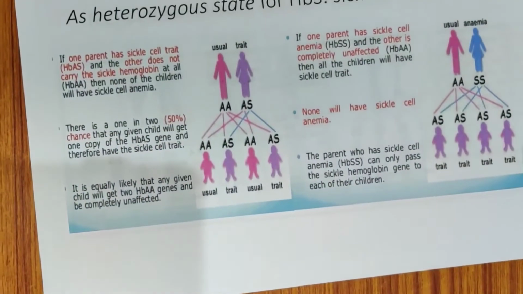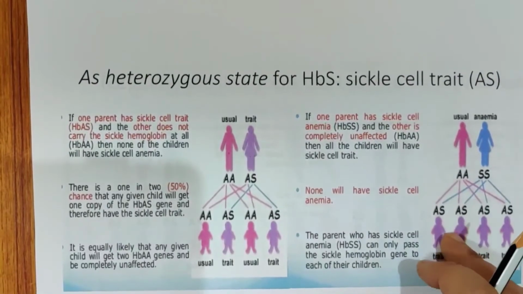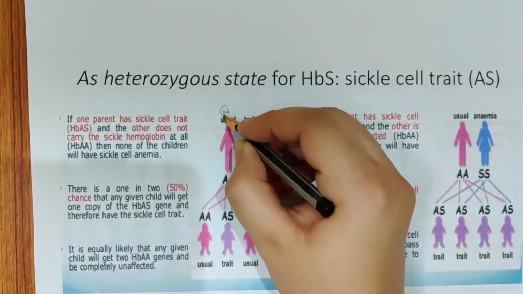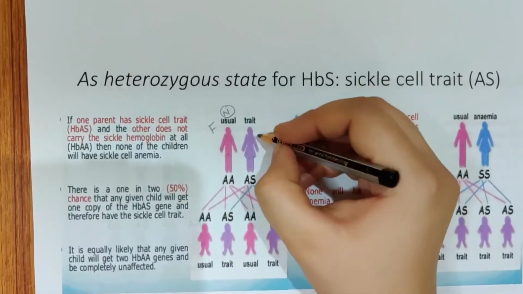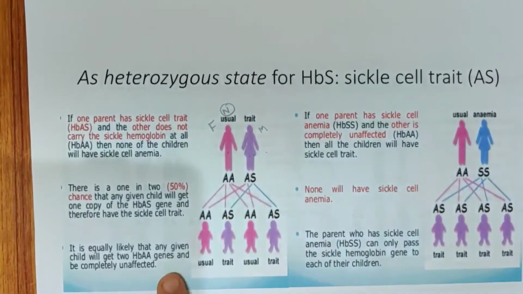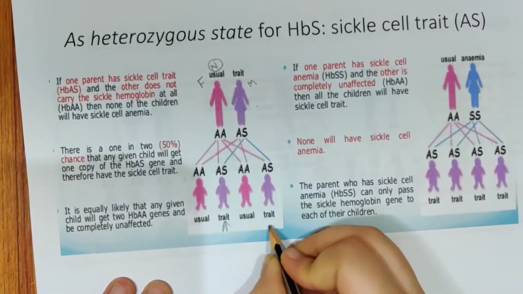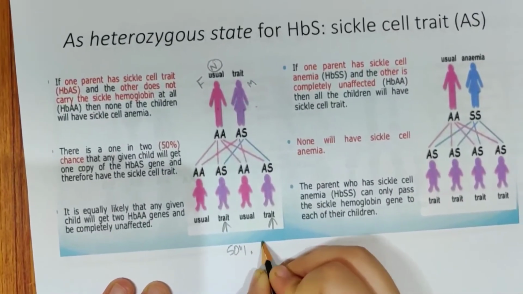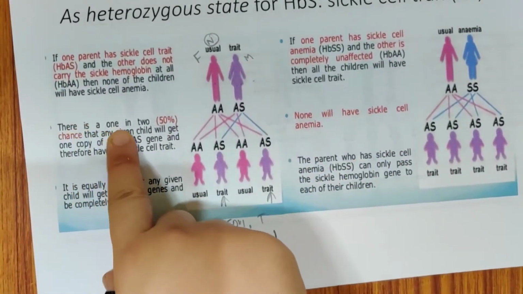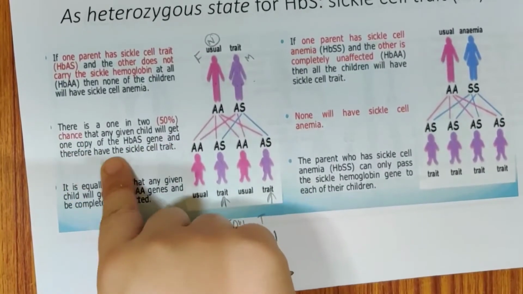Now, heterozygous state, that is sickle cell trait. If one parent has sickle cell trait, this is the father, this is the mother. The father is normal but the mother has the trait. What will happen is that not all the babies will get the trait. One after one, so 50%. 50% will get the trait and 50% will be normal. So there is a 1 in 2 chance that any given child will have one copy of the HbS gene and therefore have sickle cell trait.